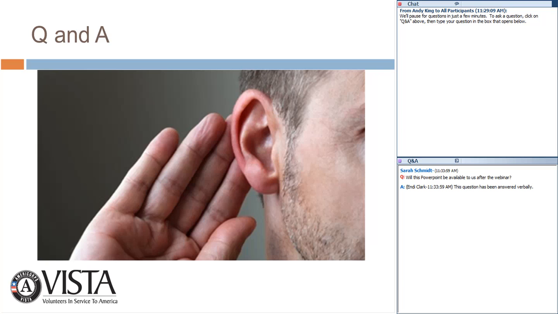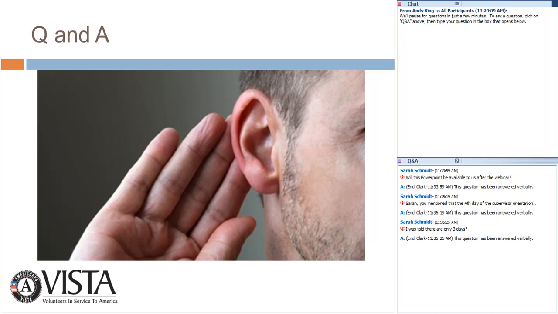Thanks for that clarification. I see another question that popped in, and the question is, are there any resources you recommend for connecting our VISTAs with housing? Craigslist, or would the state office have sources that have worked for previous VISTAs? My quick answer to that is Craigslist obviously is always a resource that's out there and VISTA members use.